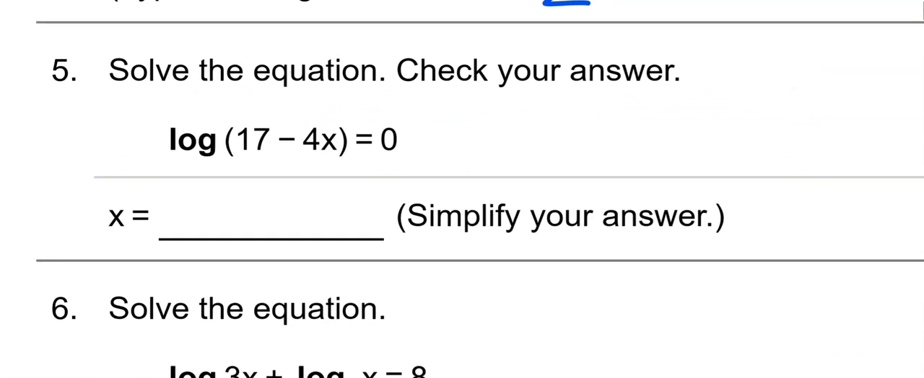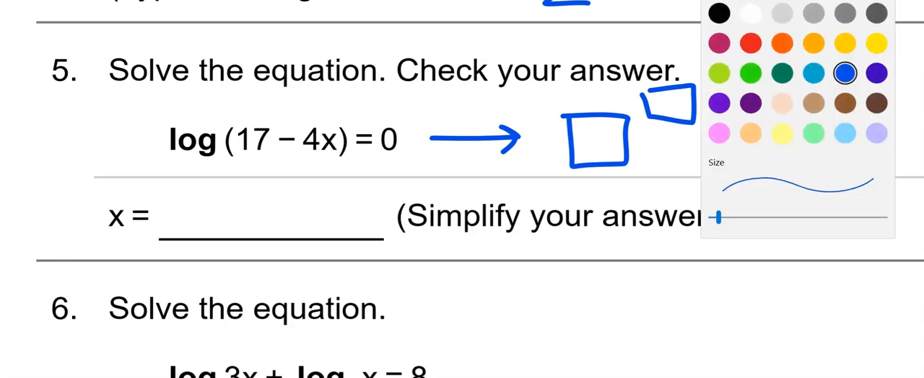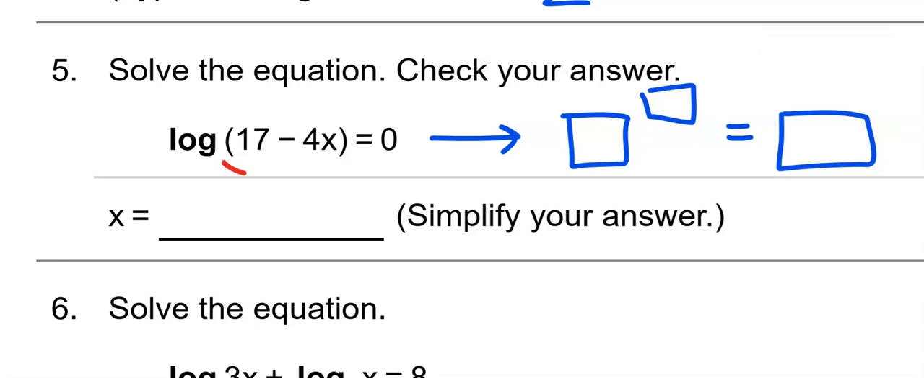Okay, so let's solve this one. I need to change it to its exponential form. Something to the something power equals something else. Okay. So, what's the base here? The base is 10. The exponent, well, the exponent's on the other side, 0. That leaves you with one thing left, 17 minus 4x.